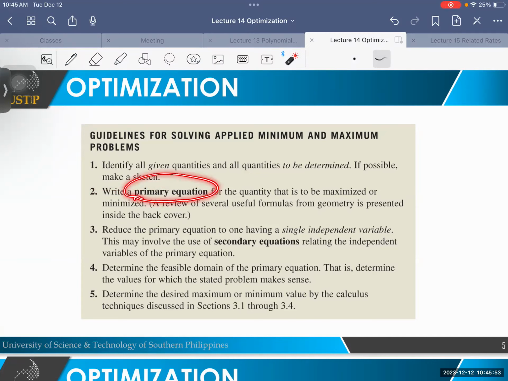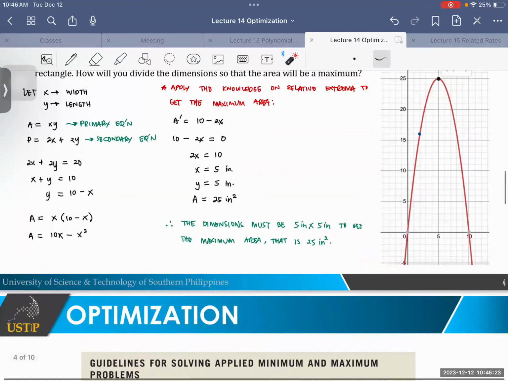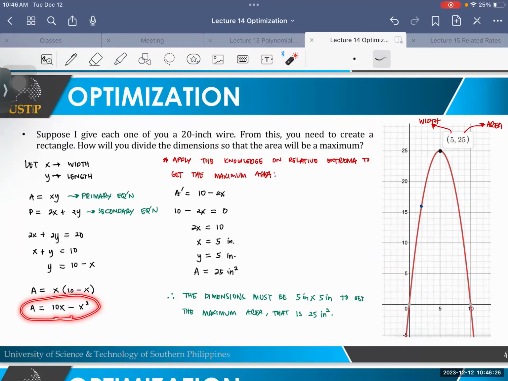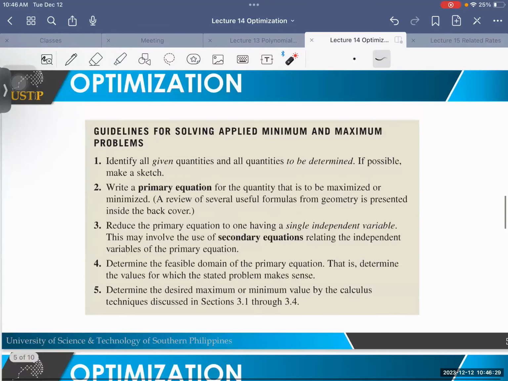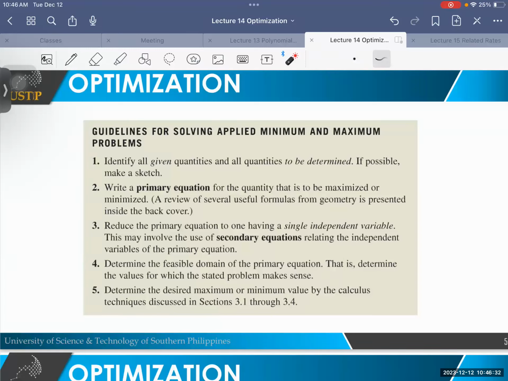Kanang primary equation again mao na siya ang quantity that is to be maximized or minimized depende. Okay? Nasa tong libro class different formulas from geometry, no? And that's very useful when we want to solve for minimum maximum problems. I think naa sa inyong book. Okay. Next is, of course, reduce the primary equation to one having a single independent variable. Ideally, x lang. Okay, kung xy, malibog ta na. Yeah, how do we reduce it to one single independent variable? Mao nang gitawag na secondary equations.